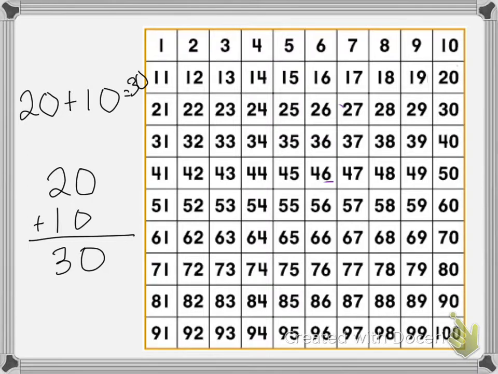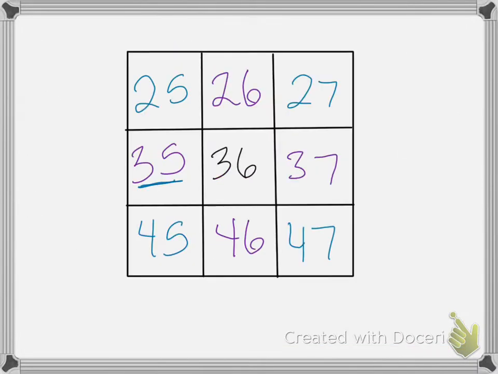Okay, so when we move from top to bottom in a column, it's 10 more than the number above it. That's another thing that we see. All right, so that's how we find missing numbers on our chart, or that's how we add multiples of 10. And that's it for this lesson. Good luck on your homework.